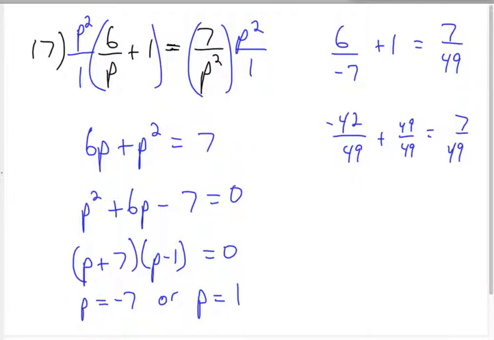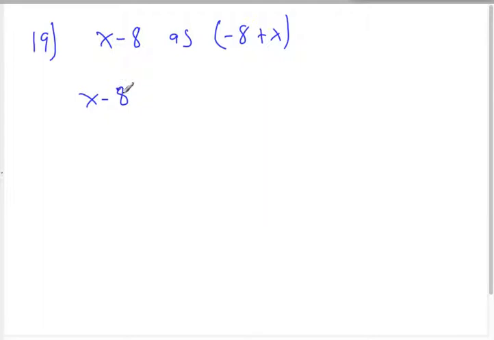Let's see. Moving on. I'm not going to do a problem like 18 on the test, so let's take a look at 19. Error analysis. A student wrote the opposite of the expression x minus 8 as negative 8 plus x. What was his mistake? Well, x minus 8 is the same thing as negative 8 plus x.